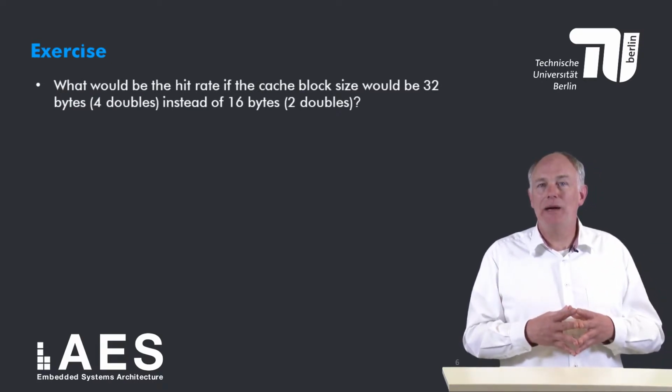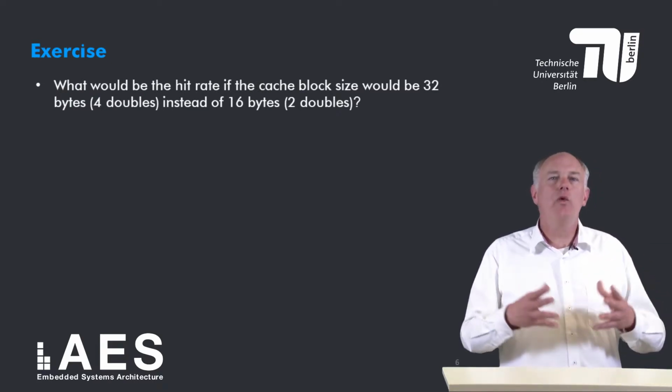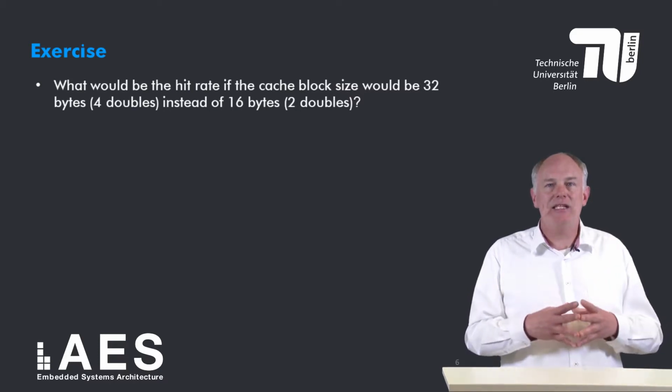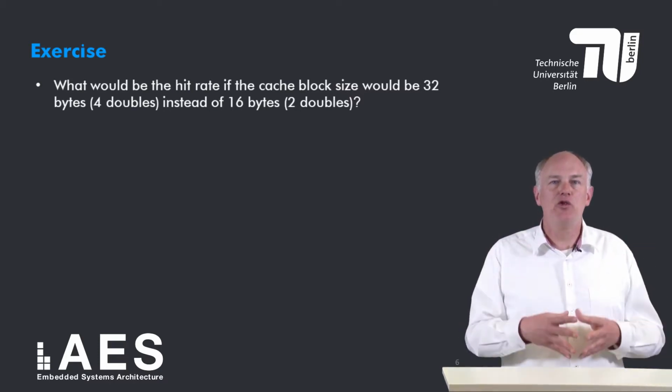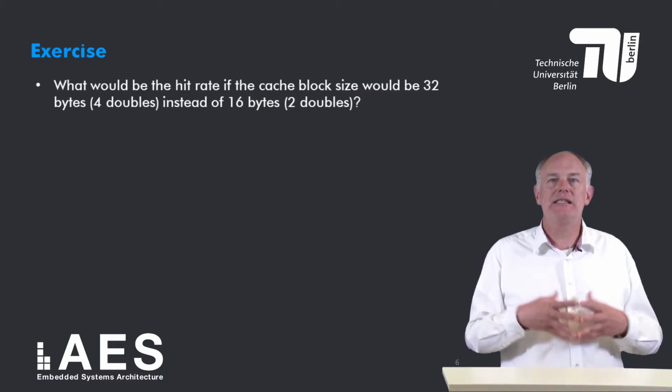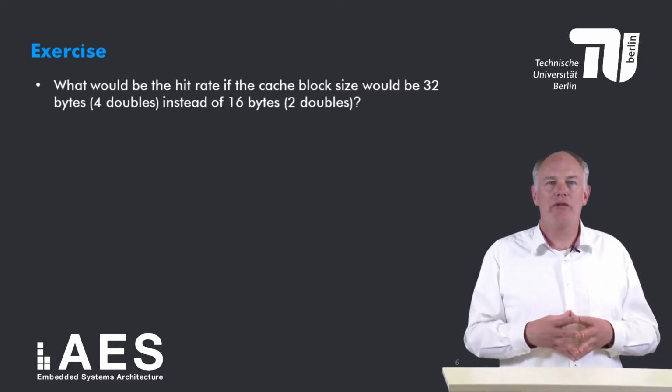The previous example makes a nice exercise. What would be the hit rate of the data cache if the block size would be 32 bytes, 4 doubles, instead of 16 bytes, 2 doubles?